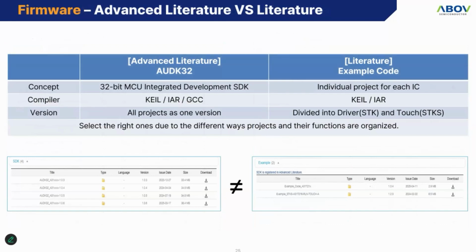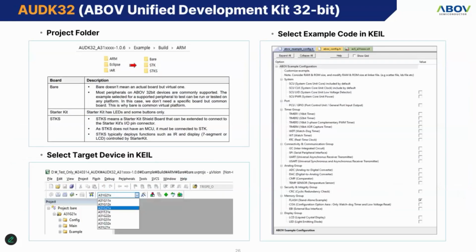The driver code and touch library in the literature section are for KEIL and IAR development. Advanced literature supports materials on KEIL, IAR, and GCC Eclipse. The project structure and driver code differ, so please choose the section based on your needs. AUDK32 supports KEIL, IAR, and Eclipse.